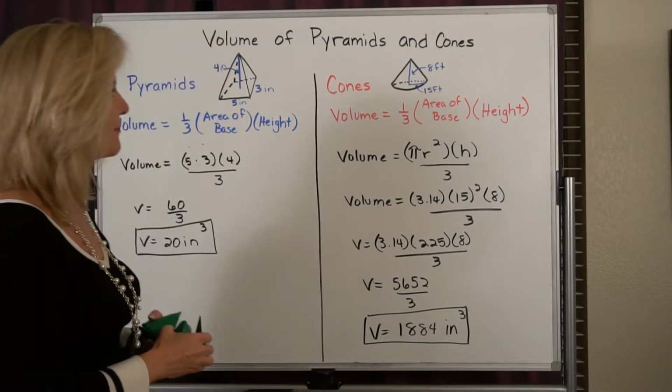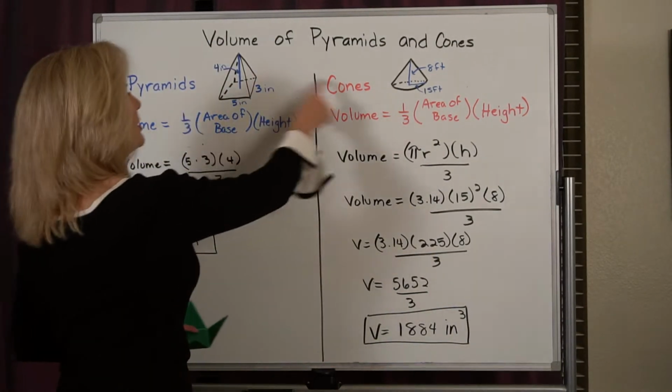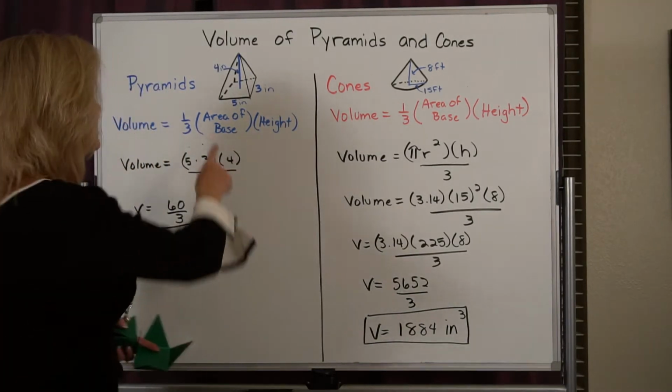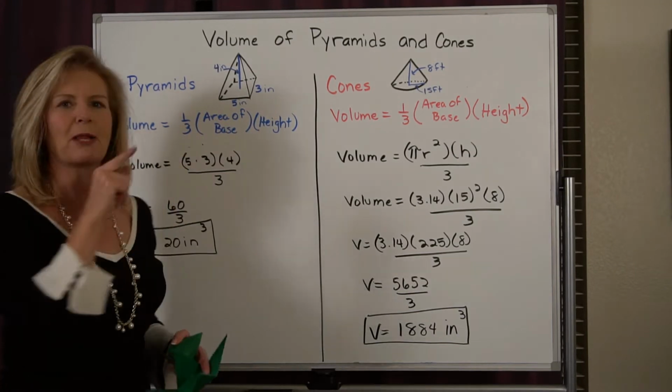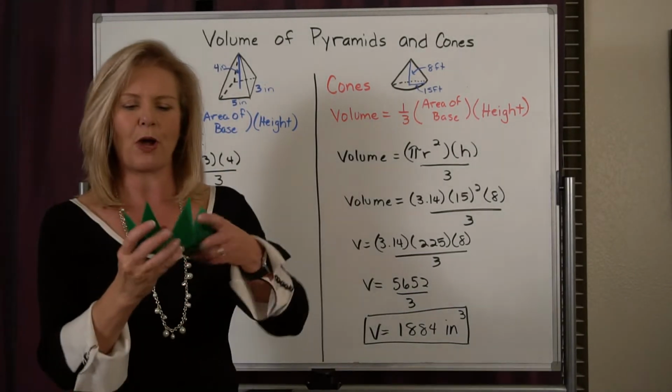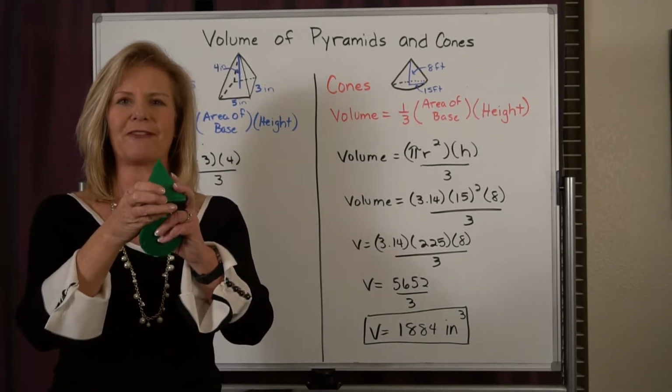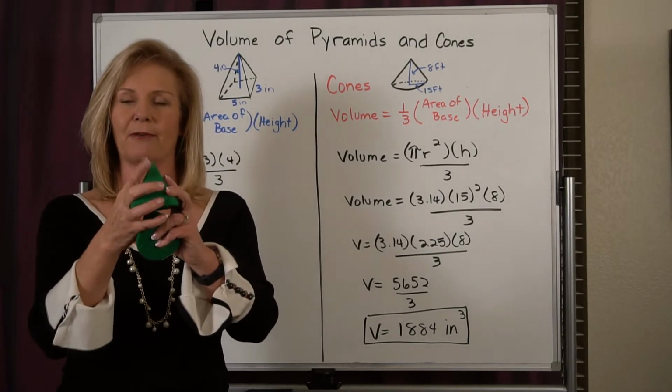And always when we're finding volume of either the pyramids or the cones, we still do area of the base times the height, but then we actually always have to multiply it by 1/3. That 1/3 accounts for that curving in towards the top of the figure.